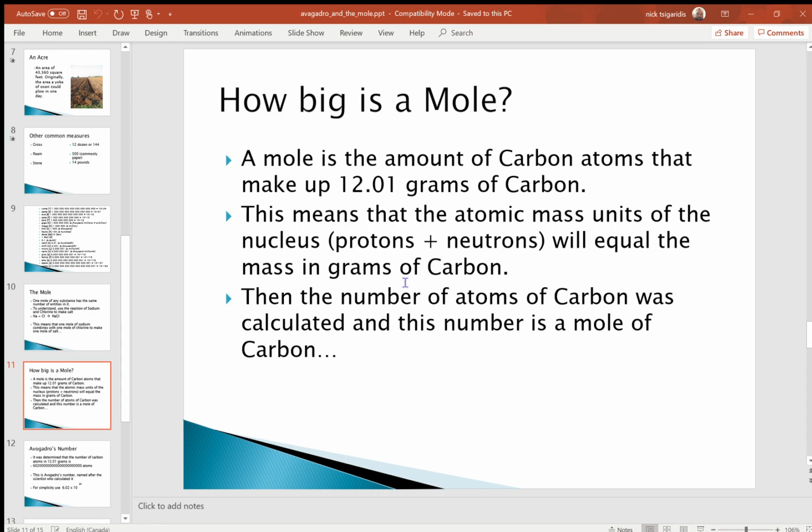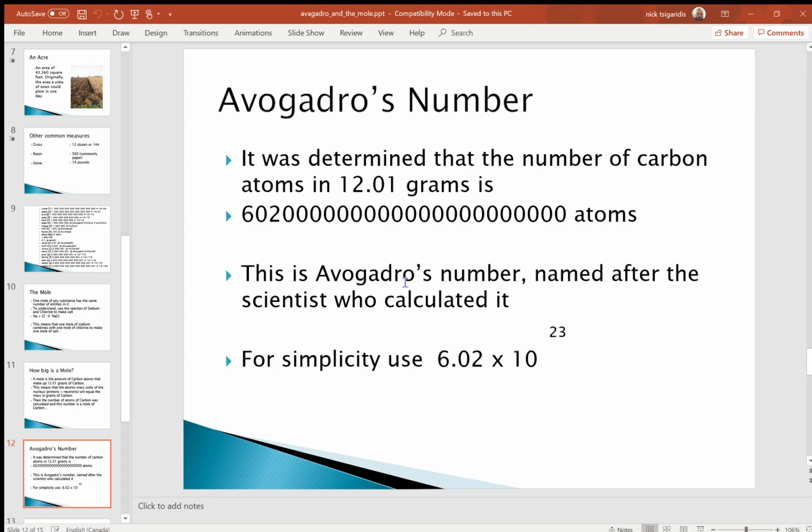So the number of carbon atoms was calculated, and this is what we would consider to be called a mole. It was calculated by an Italian chemist named Amedeo Avogadro, and he determined that the number of carbon atoms in 12.01 grams of carbon is equal to this enormous number here, 602 with another 21 zeros following. And this is what we call Avogadro's number.